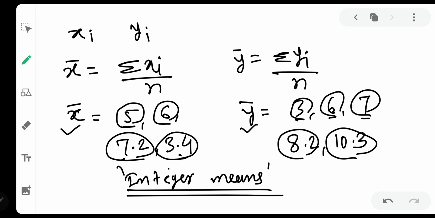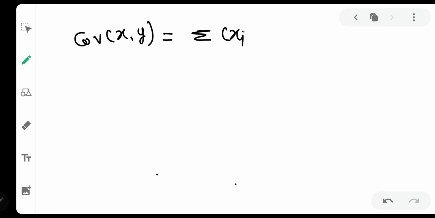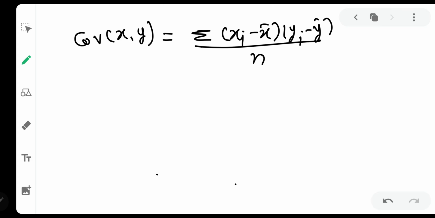You need to understand that first you will calculate x bar and y bar, and if they are integer means, then we will have a different set of formulas to deal with. So how do we calculate covariance of xy? Covariance of xy will be equal to summation of xi minus x bar, yi minus y bar, upon n. You do not need to remember any other formula for this. This one is the very basic and very important formula.